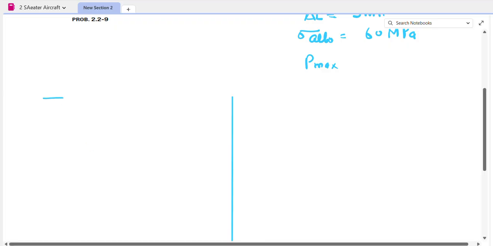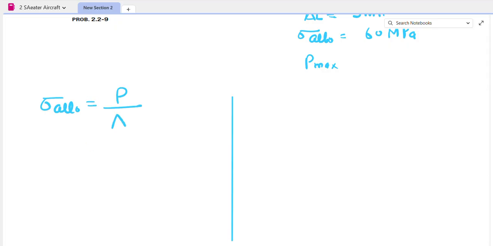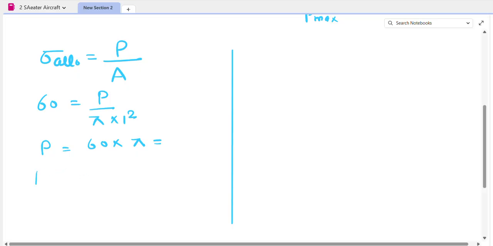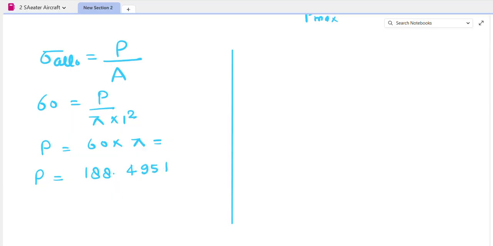We have the formula: sigma allowable is P by A. Sigma allowable is 60 megapascal, P we don't know, and the area is pi into 1 square. So P is equal to 60 into pi. The value is coming P equal to 188.495 Newton. I can write 188.5 Newton. This is the one case.